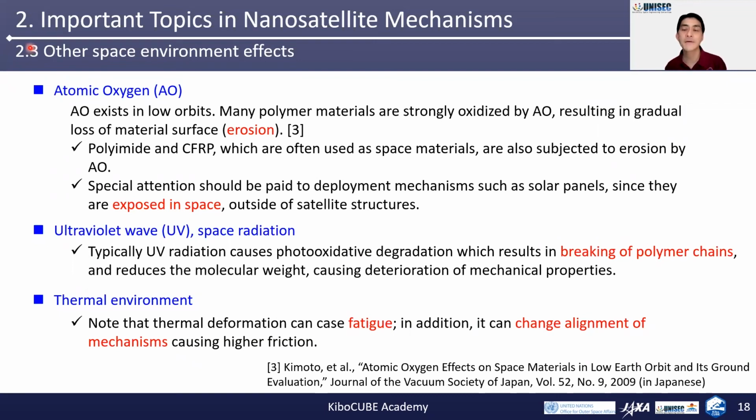Other than the high vacuum, the space environment strongly affects the satellite's mechanisms. Here I explain three most significant effects. First, atomic oxygen, AO, exists in low Earth orbits. Many polymer materials are strongly oxidized by AO, resulting in gradual loss of the material's surface.